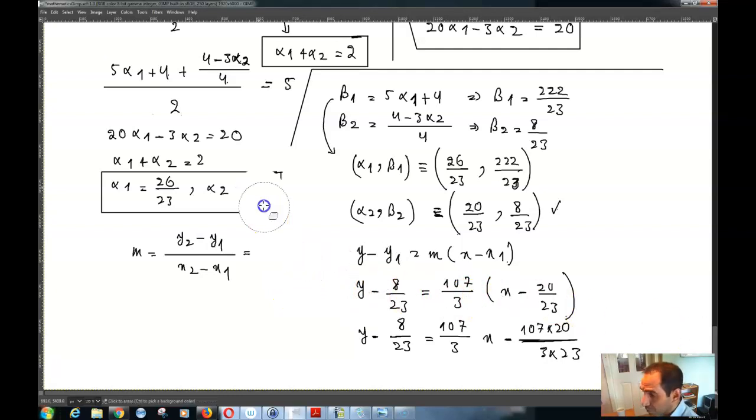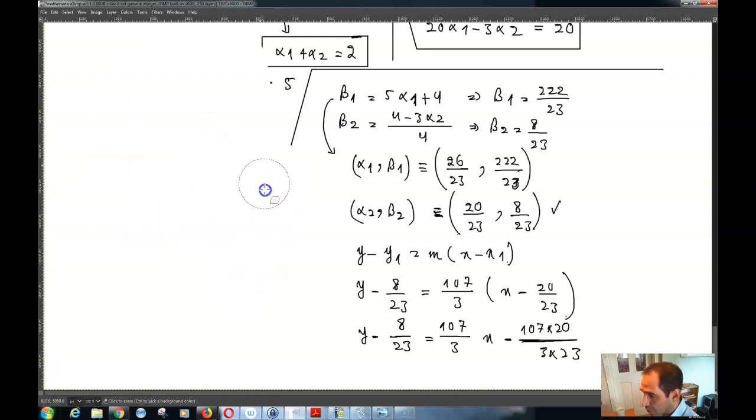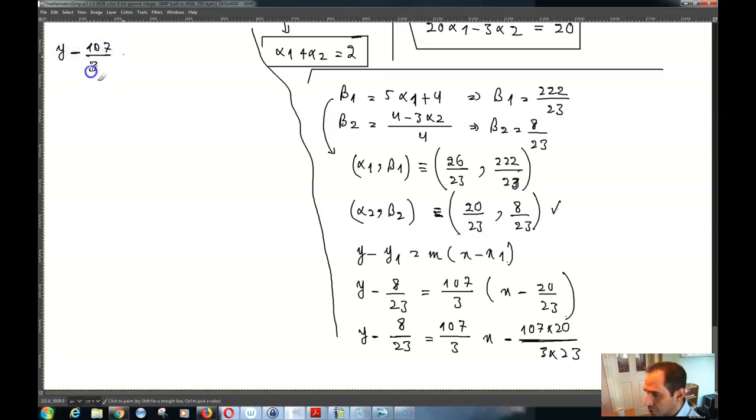Well, let me clear these up. Okay, so now this equation, if you take everything to one side, you will get y minus 107 by 3 times x. And over here you have negative 8 by 23 plus, this goes to the other side, becomes plus 107 times 20 divided by 3 times 23.